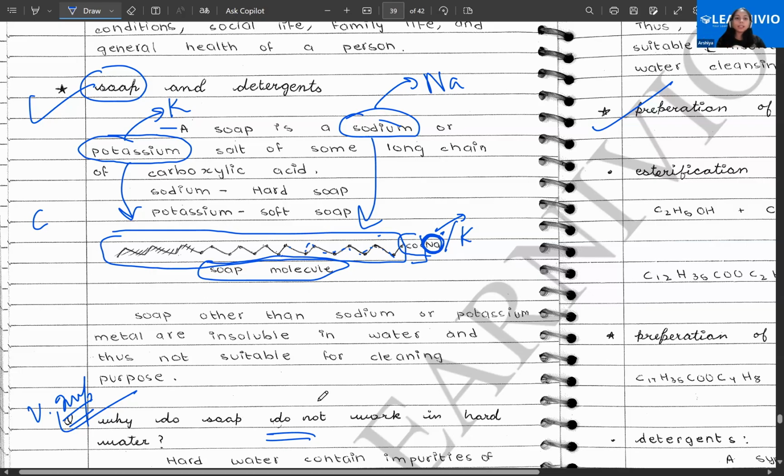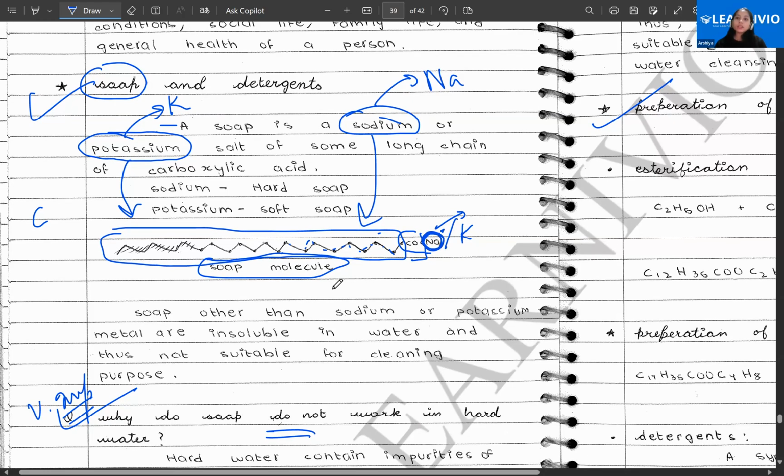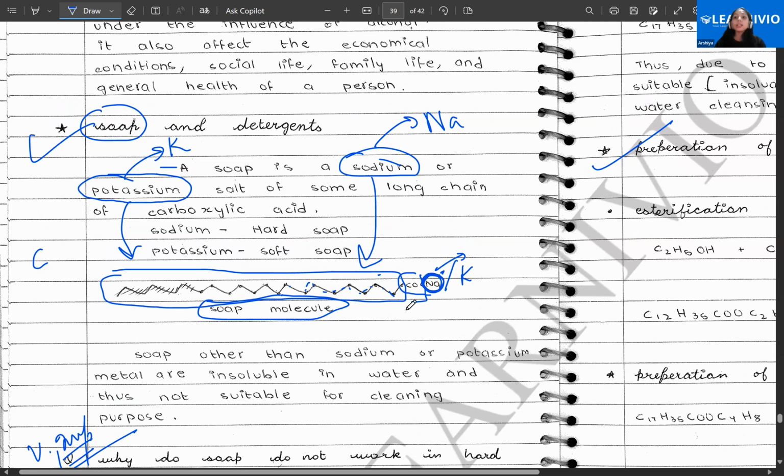Is it like the soap that we use for a normal bath? Like the soap and detergents we are using. Yeah, the soaps and detergents that we use in our life, this is what they're talking about.